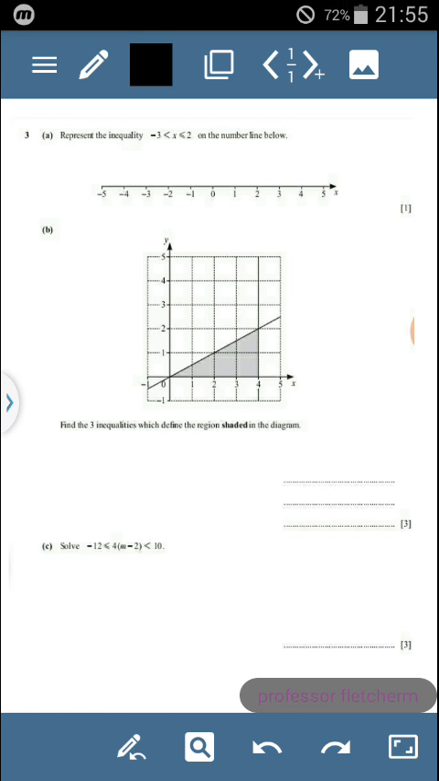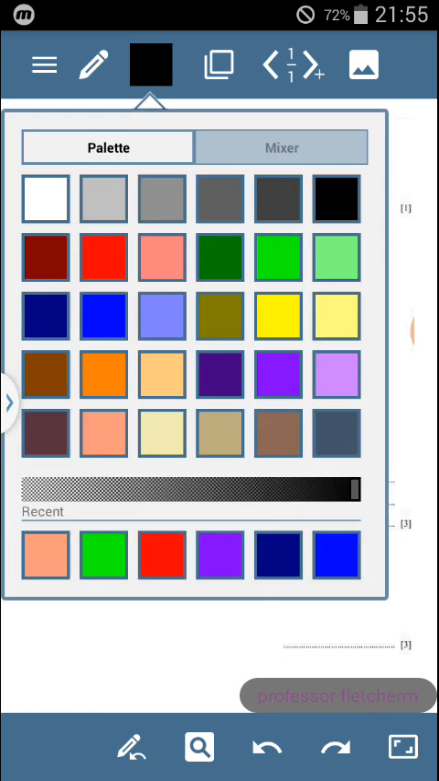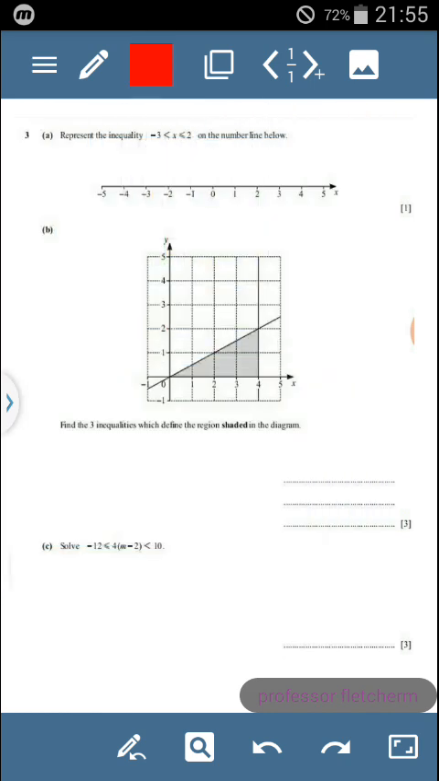Inequalities is the topic. I'll try by all means to make sure that I calculate everything on this page, even though it's going to be a challenge for me because I have to write little things, but I'll try and fit in. We have 3a, which says represent the inequality minus 3 smaller than x smaller or equal to 3 on the number line below.